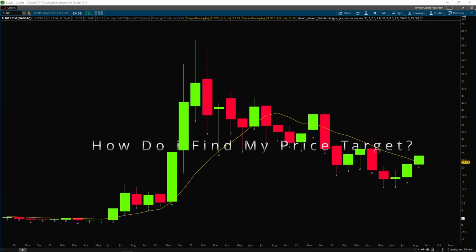How do I find my price targets? And that's very, very simple. Your price targets are these wicks. If you know the strat, the wicks are where they had the heaviest resistance. So when a stock decides to reverse and goes for the highest resistance of where it left off so it can go higher, that's what a wick is.